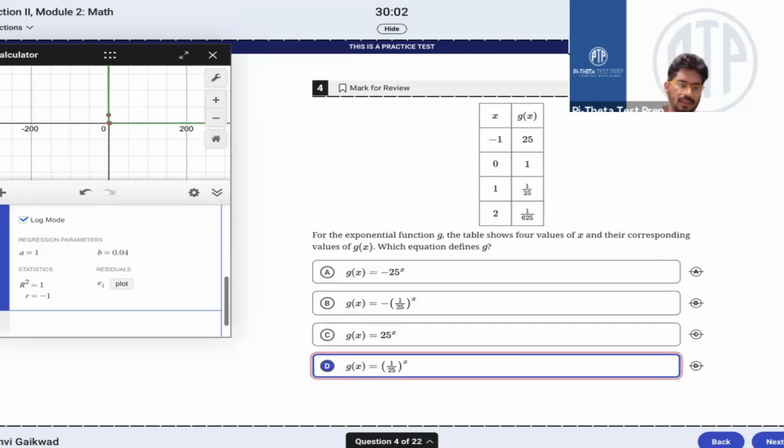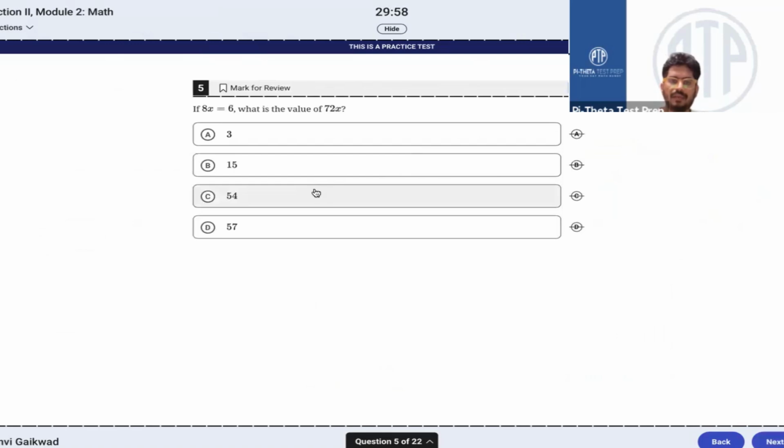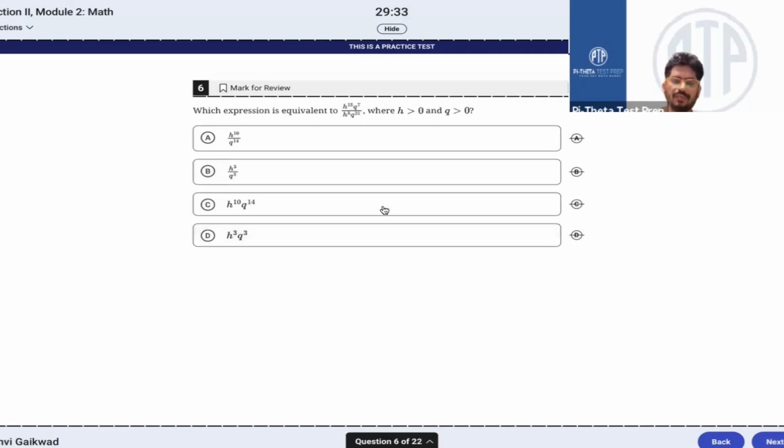You can watch again what I have solved, right? You can go again to this question. Now they are telling if 8x is equal to 6, you can just multiply 9 here. If you multiply 9 to this and 9 to this, it will become 8x into 9, and that is nothing but 6 into 9 here. So 8x into 9 is nothing but 72x, and 6 into 9 is your 54. So option number C. Very simple question. No need to go to the Desmos also. Okay. Next question here, that is which expression is equivalent to, just use the exponent rules here.